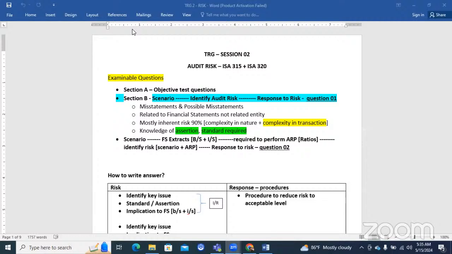Okay, fine. So let's start today's session. The topic is audit risk. I'll share this material after the session. If I take audit risk, it is a confirmed 20 marks question for your final exam, if possible for section B, question number 1 or question number 2.